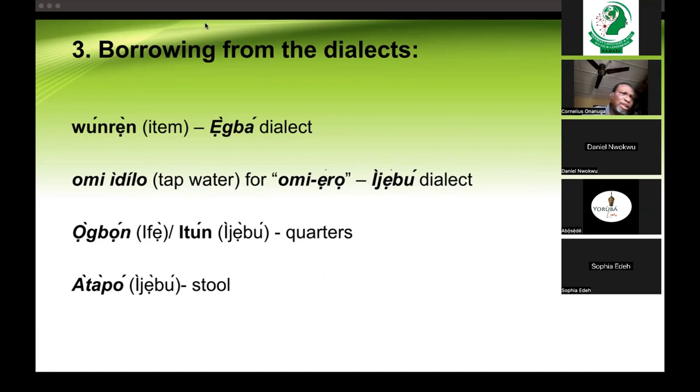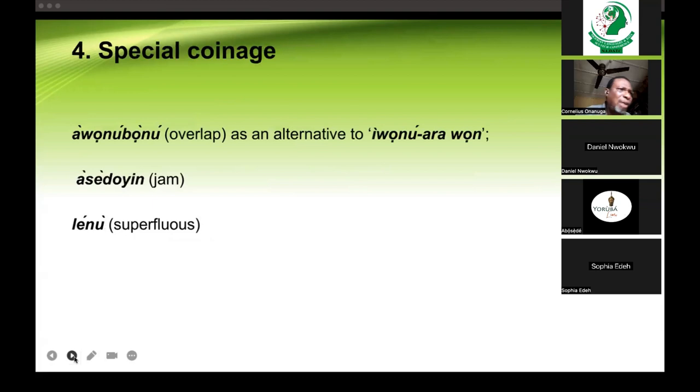These are words that are not too hidden, that can be adopted for some other uses in the language. And we have Atapu in Ijebu, meaning stool, but it can be borrowed into the language, Yoruba Kariaye, as we call it, so that the scope of the meaning can be expanded. Then we have what we call special coinage. Special coinages are words that were not in existence in the language before, just special coinages, so to speak.